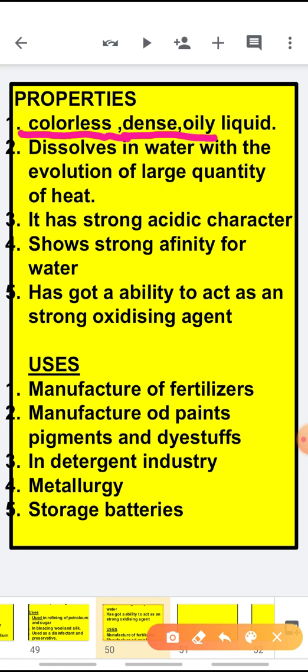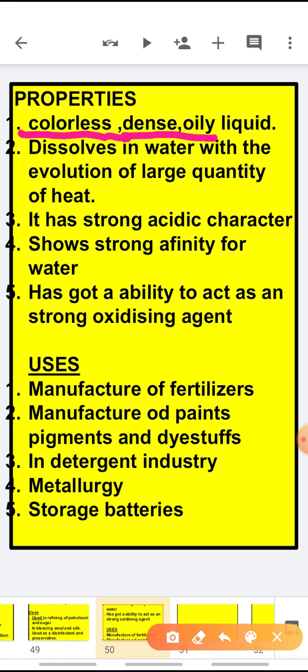Number second, it dissolves in water with the evolution of a large quantity of heat. That is why whenever dilute sulfuric acid is prepared from concentrated sulfuric acid, we never add water to sulfuric acid. Instead, we have to add sulfuric acid to water, so that as the process is exothermic, the energy which is released is absorbed by the water, nor the beaker will break.